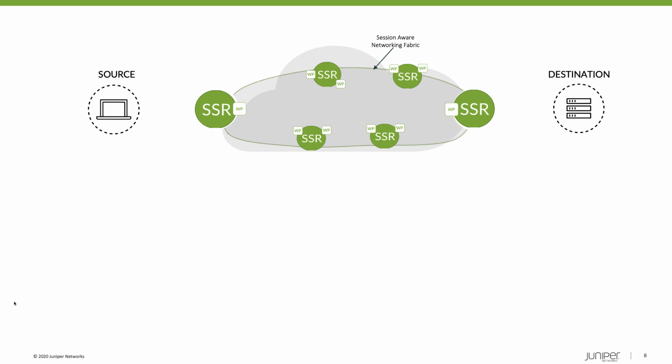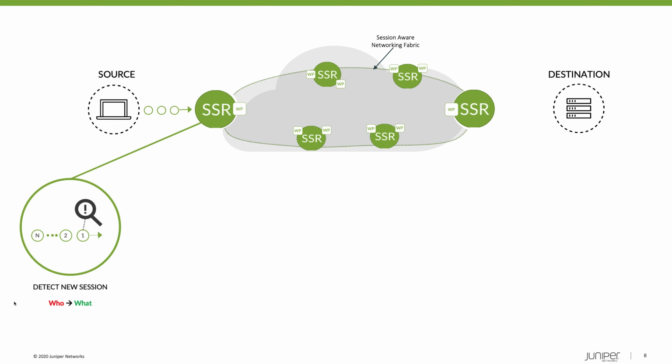And so when our source, our who, creates a session towards its destination, the what, we're going to evaluate that session because we're completely stateful. So we'll detect that a new session has arrived, and then we'll see the who and the what of that session. So who is the source? What is their intended destination? Does the who have access to the what based upon policy?